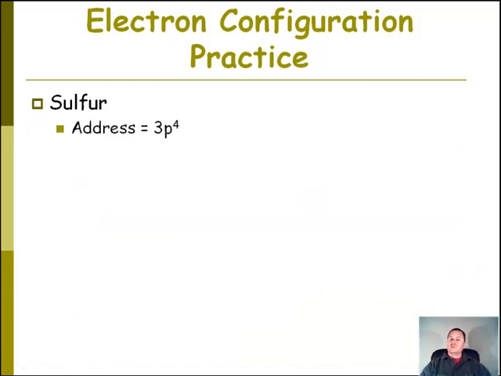We have address 3p4, so we got to fill in everything below. It's kind of like building a skyscraper, right? You don't start with the penthouse. This would be our penthouse. No, you got to start with the ground level, the basement, and build up one story at a time. That's what we're doing. We're giving address.